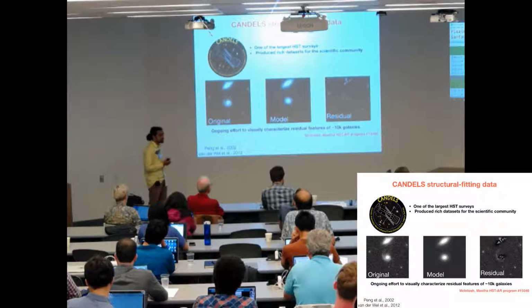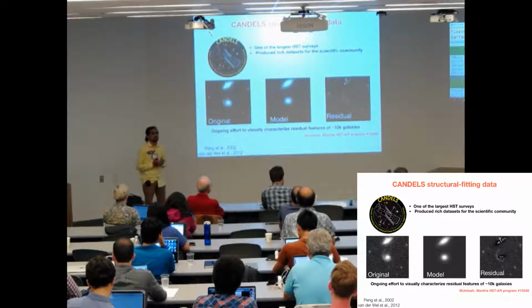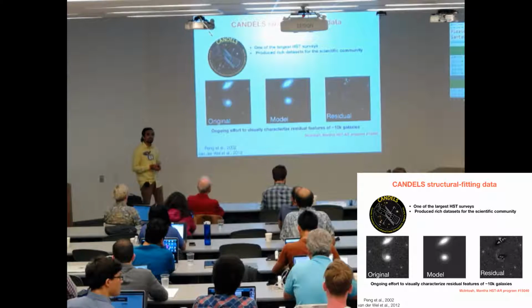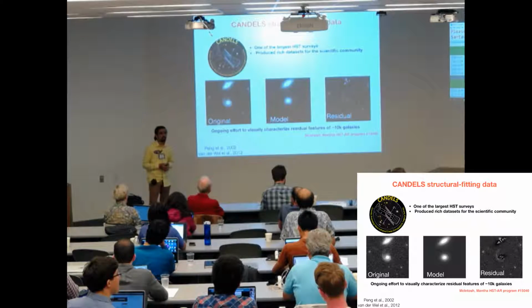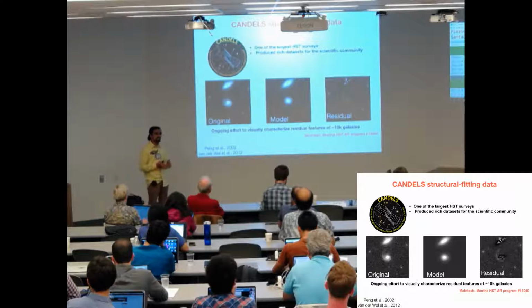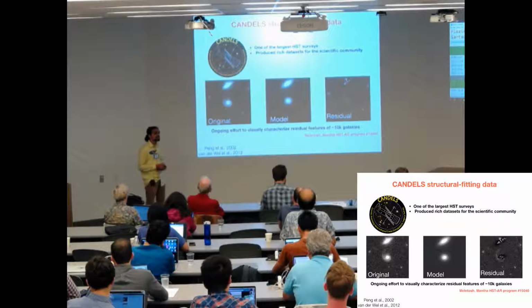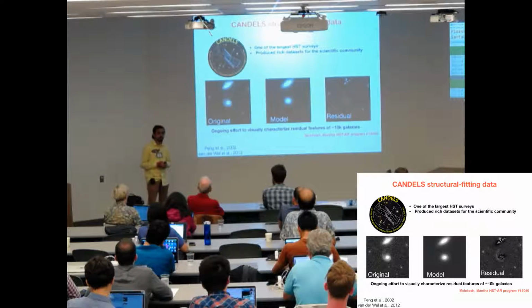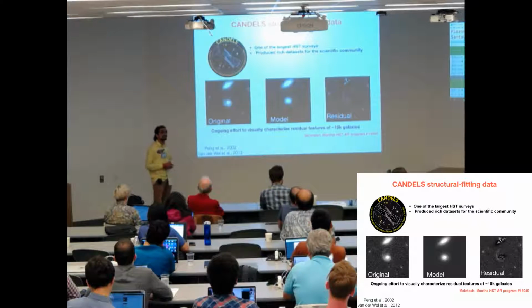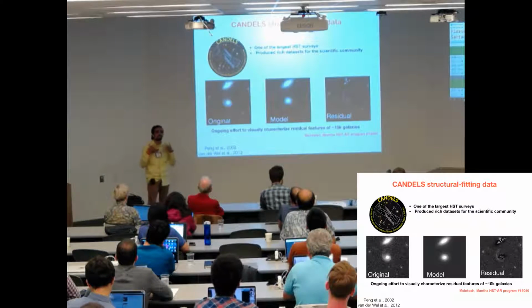In order to do that, I'm using the data set that is produced by the CANDLES collaboration. CANDLES is one of the largest HST time allocation surveys, which observed 5 different regions of the sky and produced rich data sets for the scientific community. Especially, I'm using the structural parameter fits that were produced by Arjen van der Wel in 2012 for the CANDLES sample. Here I'm trying to visualize what that data looks like.